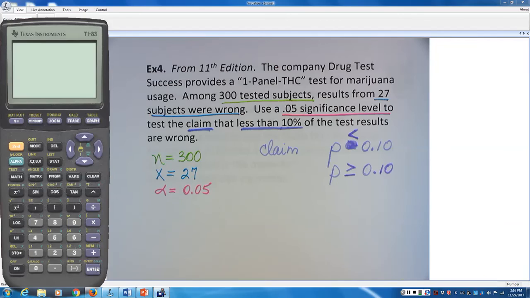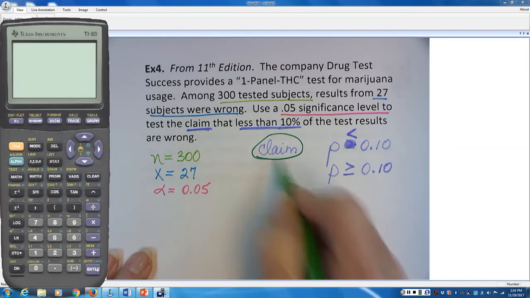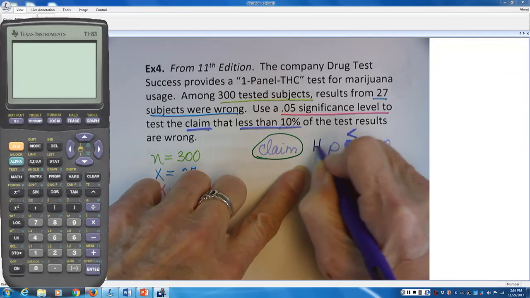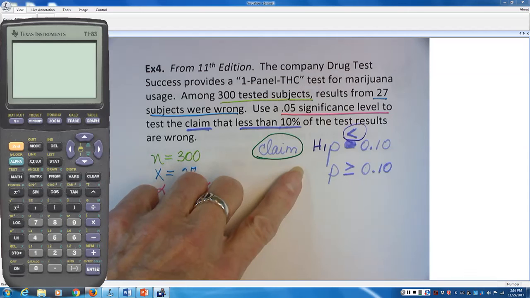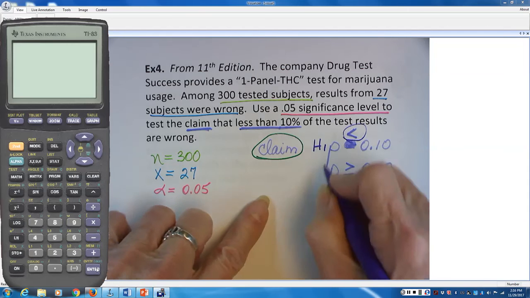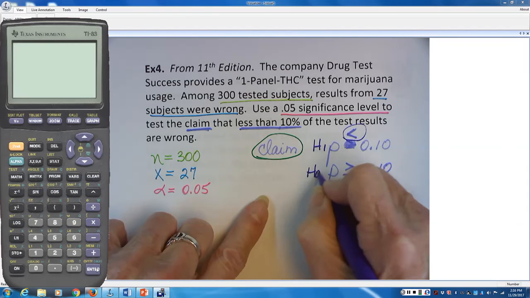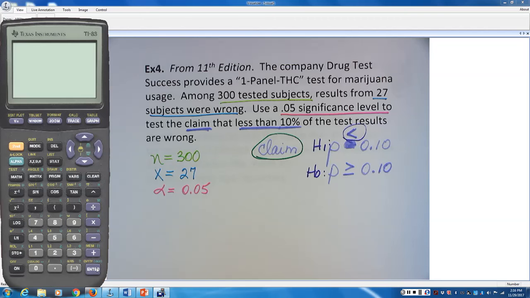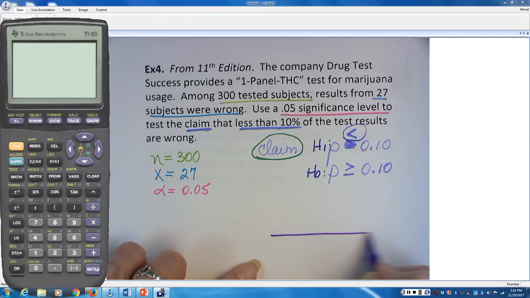So as we've done before, which one is H0? Which one is H1? Okay? Because of that, that means the bottom one's got to be H0 then, right? So this is what the picture's going to draw for us.